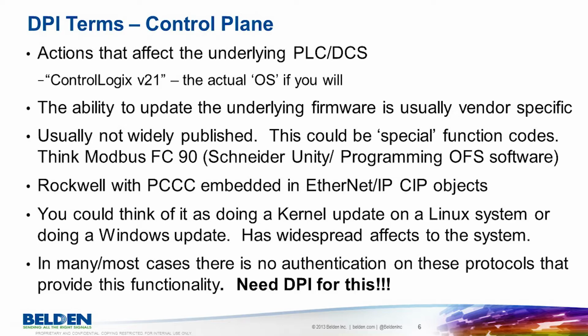Unfortunately, a lot of these protocols, Modbus, DNP3, well, there's some authentication, but in brownfield installations, it probably hasn't been used. So there's really no authentication. I could go to Shodan, find some PLCs on the web, and connect to them. It's kind of crazy. So we really need some DPI inspection mechanism to be able to differentiate between these control plane and data plane communications.